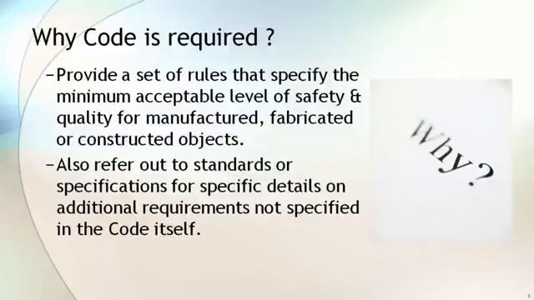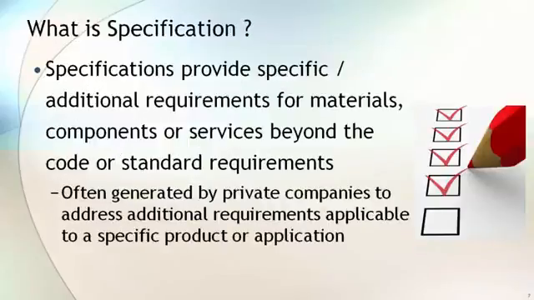Why is code required? Code provides a set of rules that specify the minimum acceptable level of safety and quality for manufactured, fabricated or constructed goods. It also refers to a standard or specification for specific details or additional requirements that are not specified in the code itself. What is specification?